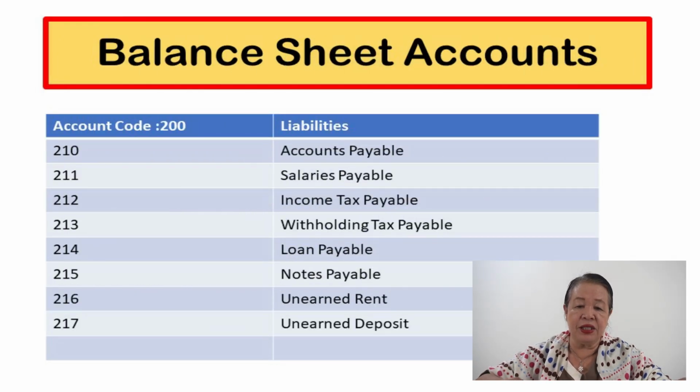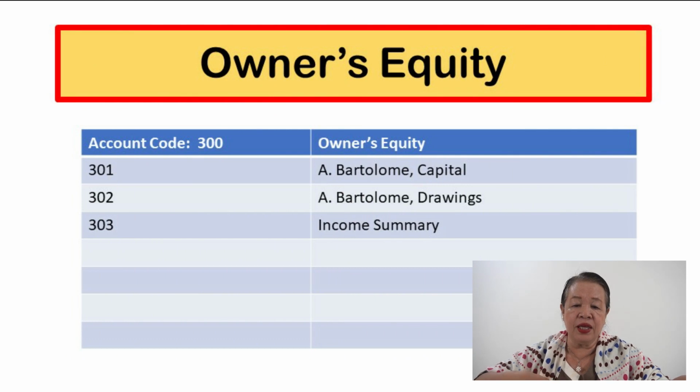For the liabilities in the balance sheet accounts, we have account code 200. Accounts payable is 210, salaries payable 211, income tax payable 212, withholding tax payable 213, loan payable 214, notes payable 218, unearned rent 216, unearned deposits 217. For owner's equity, we have account code 300. Our capital is 301, drawings 302, income summary 303.